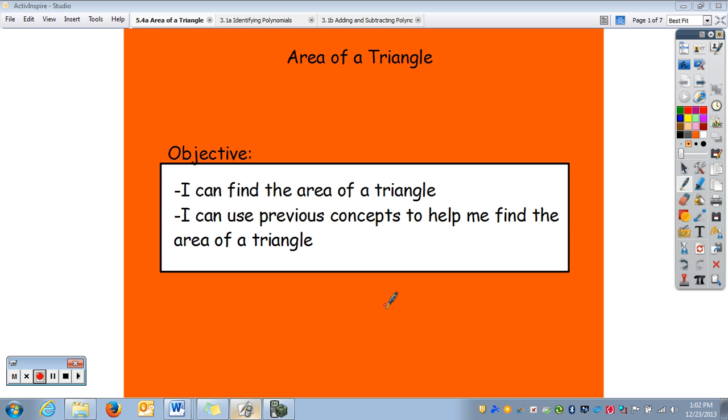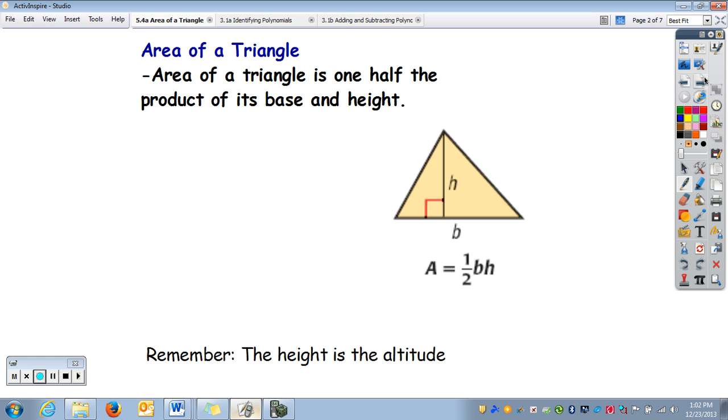So in this video, we're going to talk about the area of a triangle and how to find the area of the triangle, which is a formula that you should become familiar with since elementary. The objective is that you can find the area of the triangle, and then you can use previous concepts to help me find the area of a triangle. So because this is now geometry, we're going to take it a step further, using what we have learned of how to find missing information to find the area of the triangle.